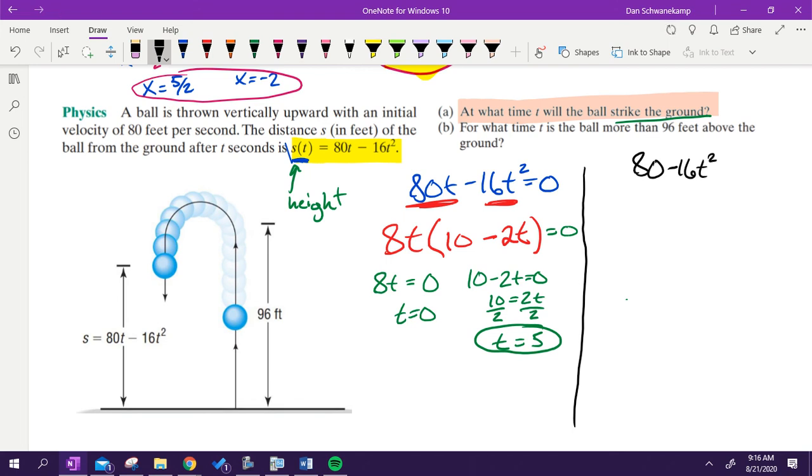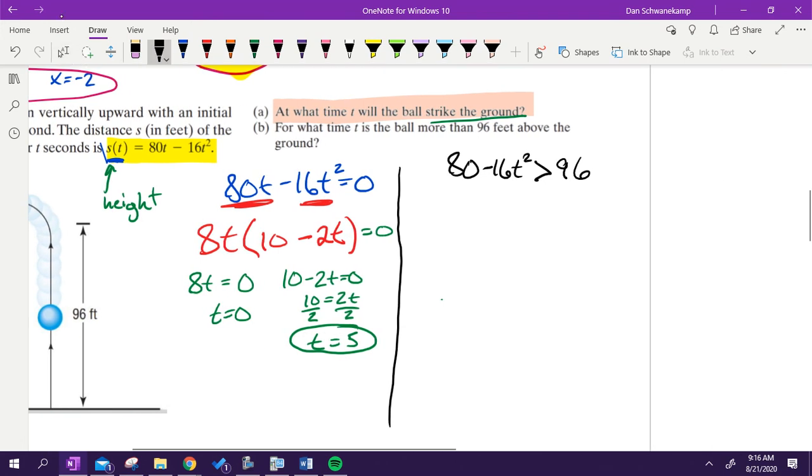I want to be more than 96 feet above the ground. So what do you think I should do with it? You could do that. I could write an inequality. What would my inequality look like? Greater than or equal to, or just greater than? Just greater than 96, because I want to be greater than 96 feet from the ground.